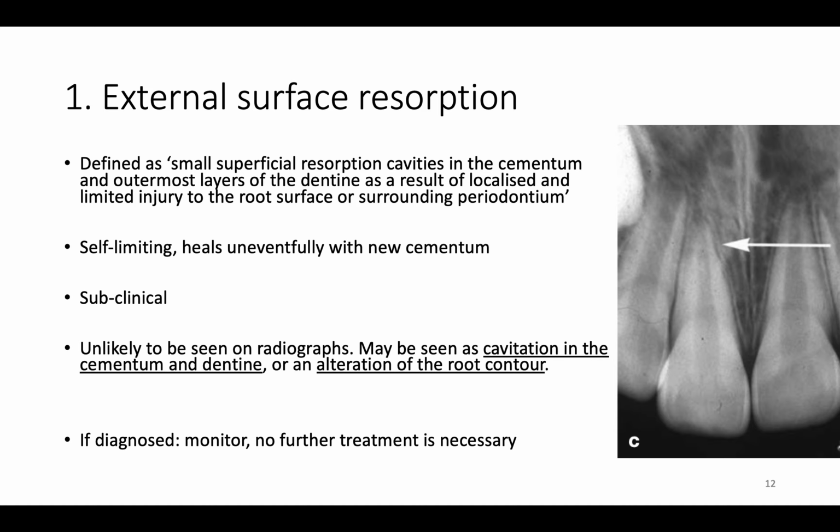The patient will not have any symptoms, so it is a subclinical condition, and you can find it as an incidental finding on radiographs. It is unlikely to be seen on radiographs, but sometimes you will see a change in the contour of the root surface or a shallow cavity in the cementum and the dentine. But as you can see in this radiograph, the lamina dura is intact and the bone is intact. There is no resorption in the bone. It's just a minor alteration of the root contour.